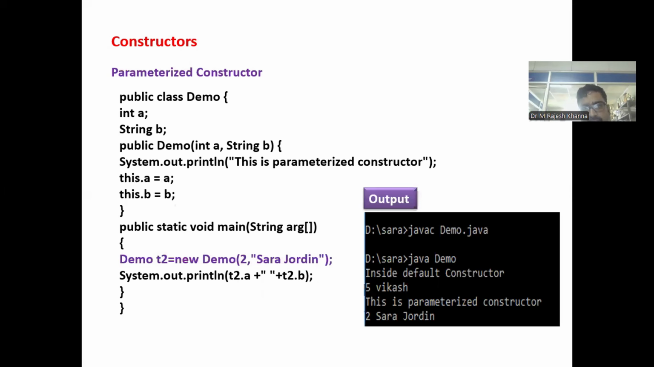This is a parameterized constructor. So we have the parameters int a and string b. Before that, we discussed the one without parameters. This is the one with parameters.